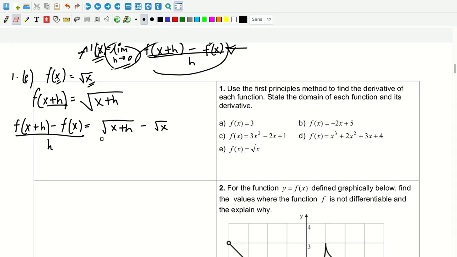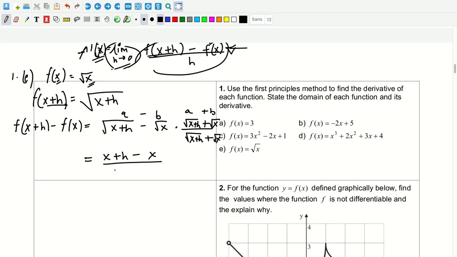Now just put it over h. Actually, let's not do that yet. Let's do conjugation. Take this and multiply by the square root of x plus h plus root x. The reason I'm doing this first is that at the end I can just tack on an h on the bottom, and then we're good. Notice this is a minus b, and this is a plus b. That will make a difference of squares, a squared minus b squared, which just happens to be x plus h minus x. Try it for yourself.